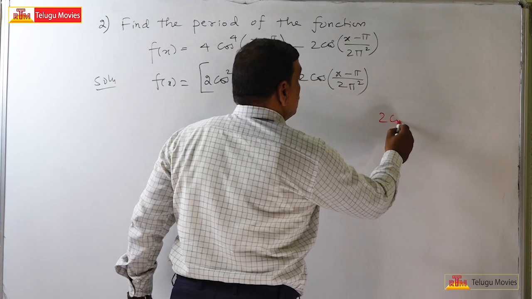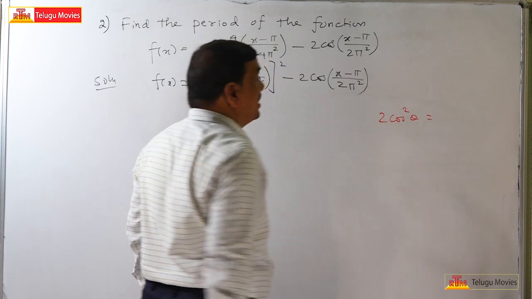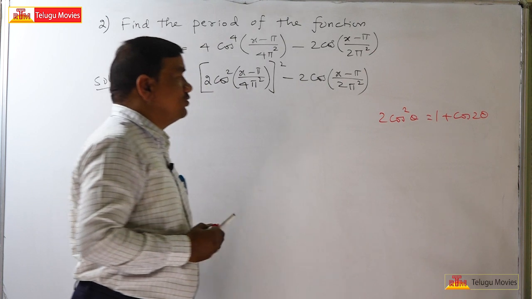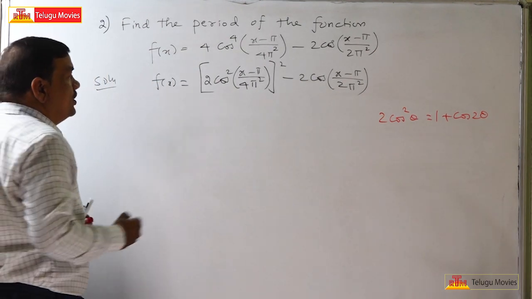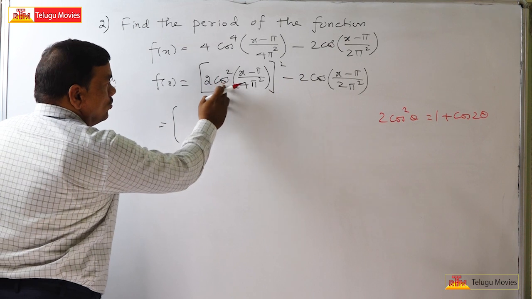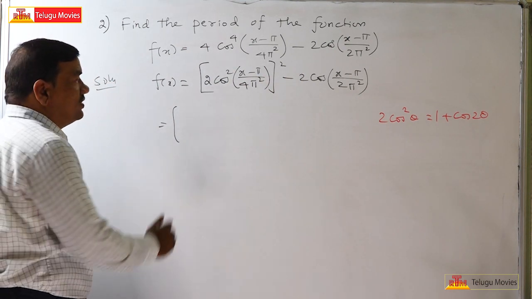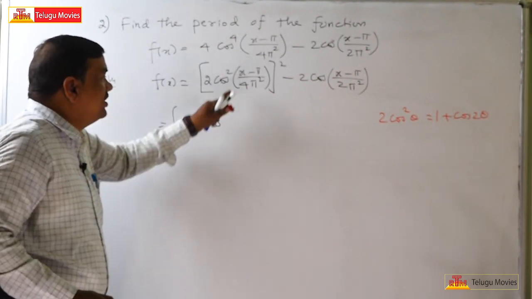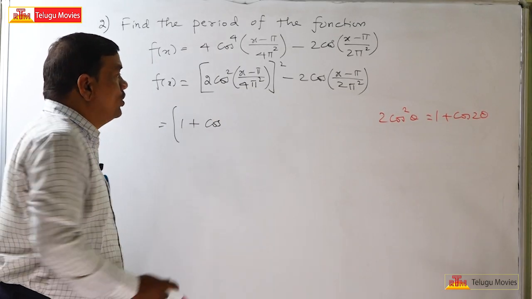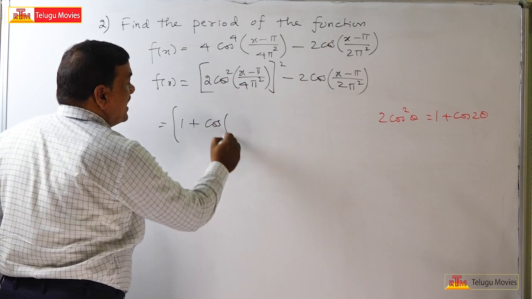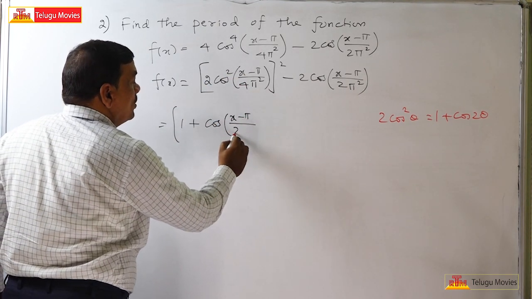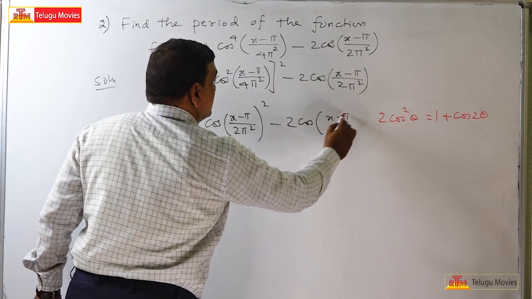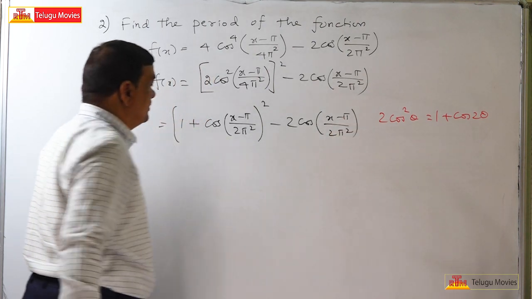So what is the formula? 2 cos square theta is equal to 1 plus cos 2 theta. So here also, 2 cos square theta means 1 plus cos 2 theta. 2 theta means you have to multiply with 2. If you multiply with 2, the 2 will cancel, giving (x minus pi by 2 pi square) whole square minus 2 cos of (x minus pi by 2 pi square). Understand this?